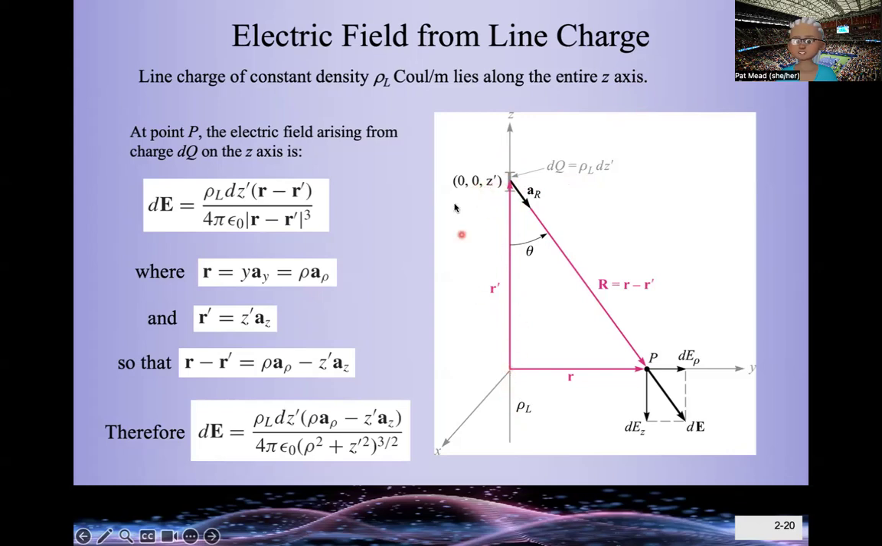It doesn't have an x or a y coordinate. The x is 0, the y is 0, but the z is equal to z prime. When we do our limits of integration, because it's along the entire z-axis, it can go from minus infinity to plus infinity. However, you may be able to see that there's symmetry: from 0 to plus infinity, you're going to have an electric field that points like this, and from 0 to minus infinity, it's going to point like this.